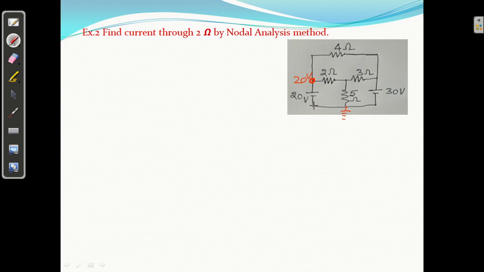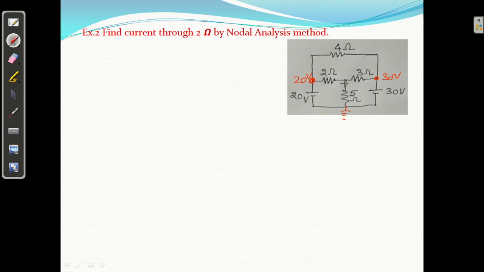So what is the potential here? 0. From here to here there is a rise, so what is the voltage here? 20. Similarly this is 0. What is the voltage here? 30 volt. Clear? If they had asked to find the current through 4 ohm, it is very simple. 30 minus 20, 10 upon 4, 2.5 ampere is the current through 4 ohm. 30 minus the potential here, 20, that is 10 upon 4.